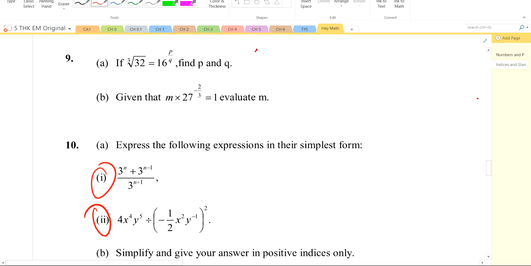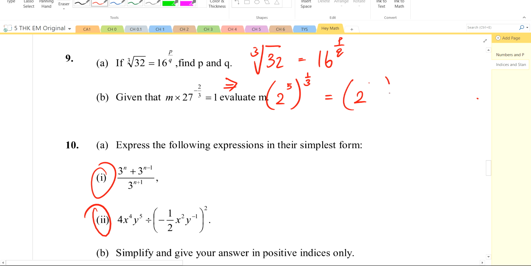So cube root of 32 is supposed to be equals to 16 to the power of p over q. Let us convert them to base 2. Okay, so this tells me that 32 is actually 2 to the power of 5. Cube root is actually 1 over 3. And this is equals to 2 to the power of, not 3, 4. And here we have p over q. Agree? Now, do we have the same bases?